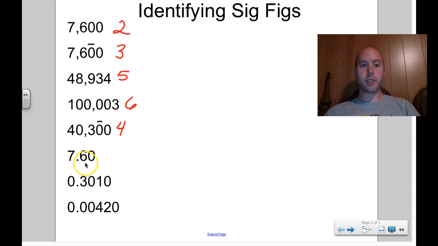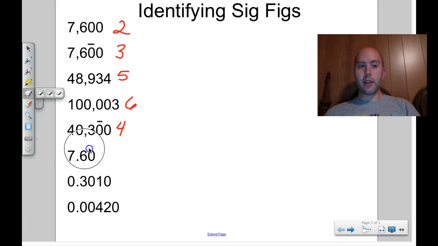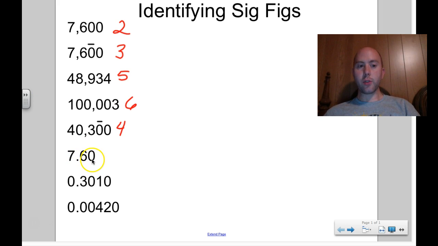So I have 7.60. This 7 and 6 are non-zero, so there's 2 sig figs. This zero, there's no bar. It's not in between sig figs. However, it is to the right-hand side of the decimal, and it's to the right-hand side of a sig fig, whether it be the 6 or the 7, it doesn't matter. Again, it's to the right-hand side of a decimal point and to the right-hand side of a sig fig. Therefore, it counts, and there are 3 sig figs.